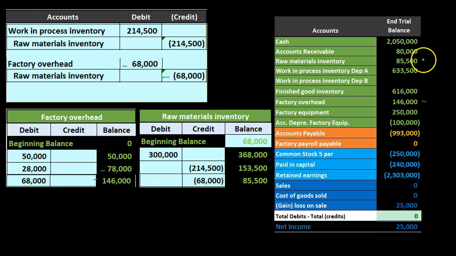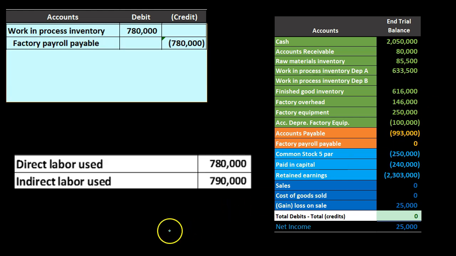And so the 85.5 is here. We took it out of one inventory, put it into another, not directly into work in process. We couldn't put it there. We don't know which job or which process to go to, and therefore put it into factory overhead, which we will then apply out using some format of estimate. Labor is the same way.